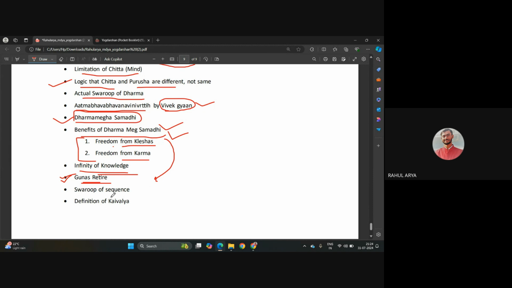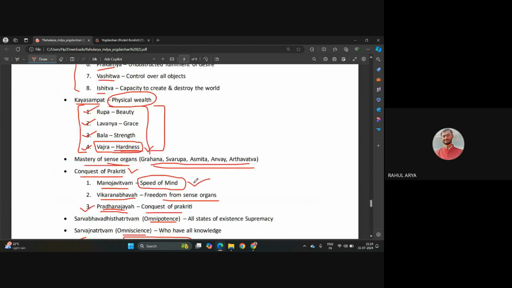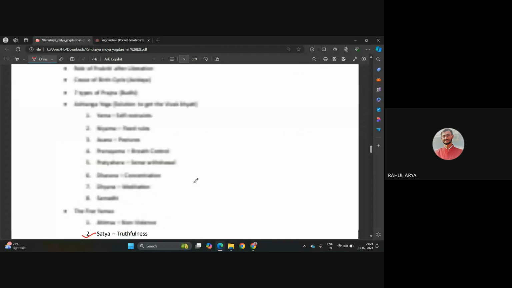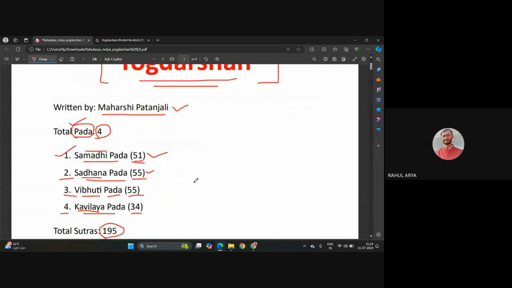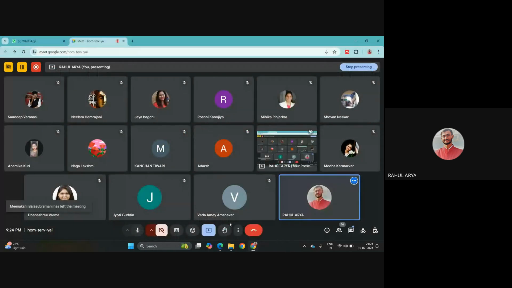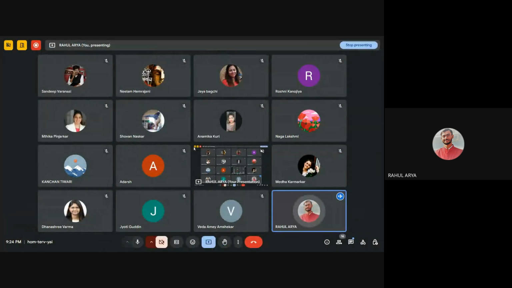And after that, the swarup of the sequence is defined here. And then in the last sutra, the definition of Kaivalya is described. That's why its name is Kaivalya Pada. Hope you got a brief introduction to Yogadarshan. With this introduction, time is also done. So hope you get knowledge of Yogadarshan thoroughly, and in tomorrow's class we will study all the sutras in detail. If regarding today's class anyone has any kind of doubt, now you can ask.